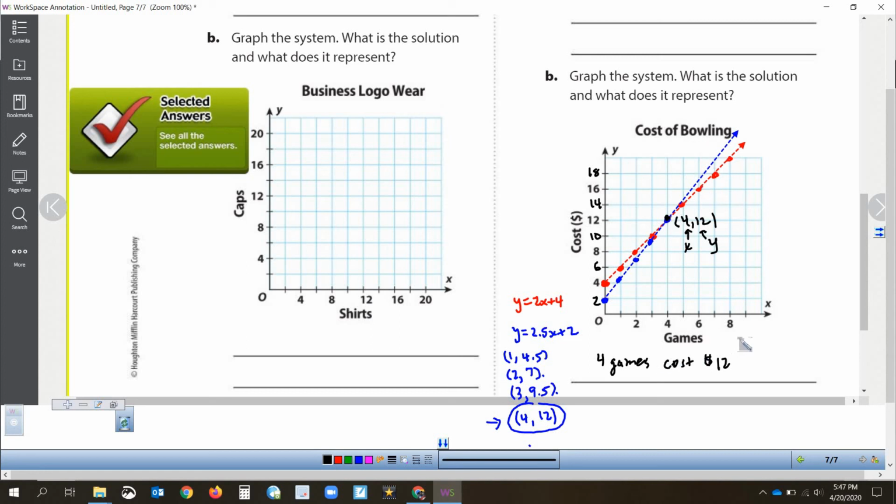So 4 games cost $12. The solution as an ordered pair is (4, 12). So what is the solution? (4, 12). What does it represent? 4 games cost $12 for both bowling alleys.